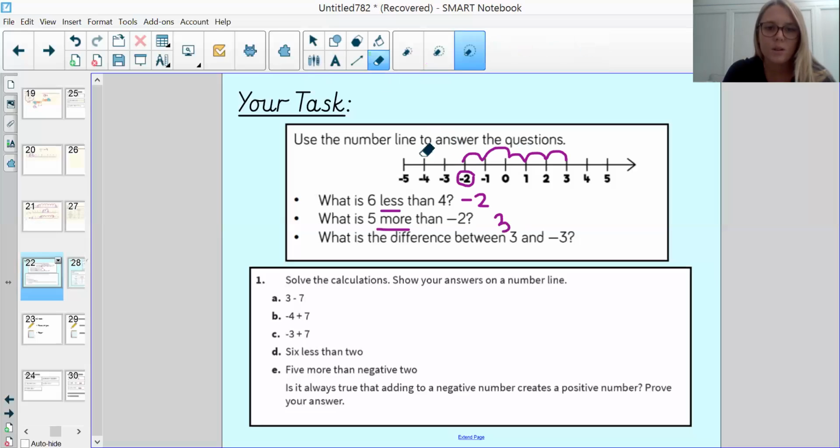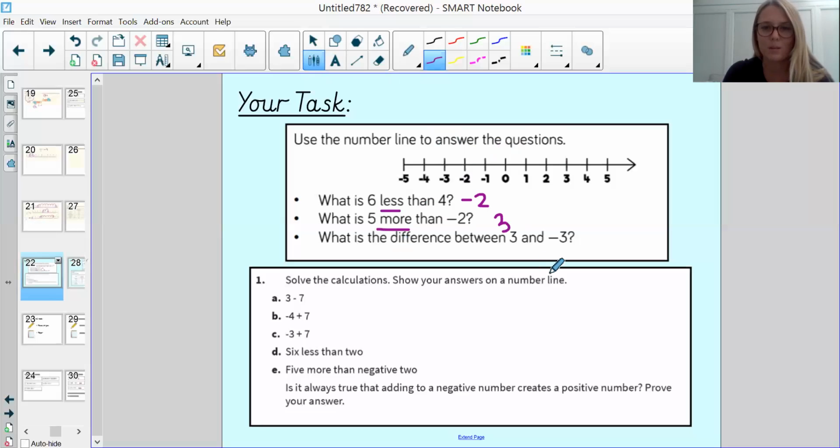Lovely. So this time we've got: what is the difference between 3 and -3? Okay, so this time I want to circle both numbers on my number line, -3 and 3, and we want to know how many we would jump to get to the other one. So I'm going to start at -3, jump up to 3, and that will tell me my difference. So -3, I'm jumping 1 to -2, 2 to -1, 3, 4, 5, 6. Okay, so I've made 6 jumps to get to 3, so my difference would be 6. The same as if we counted backwards, we'd still get 6 jumps, so the difference is 6. Okay? Right, the next question.